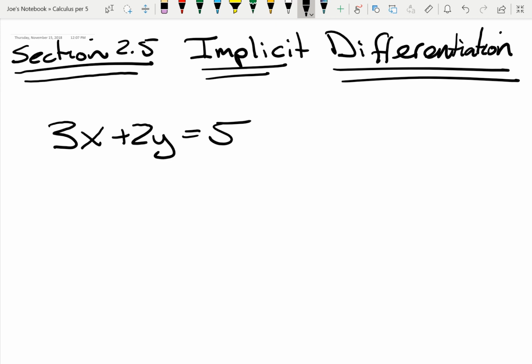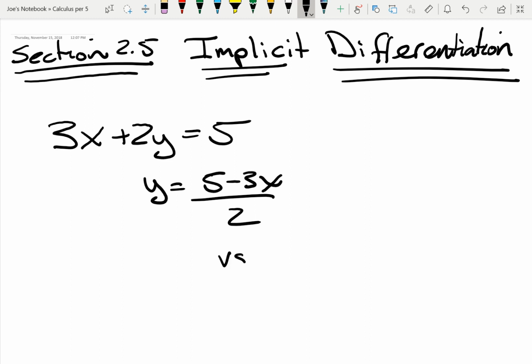I'll tell you when. So basically, I can solve this as a function of y with respect to x explicitly. It's easily done. Subtract over 3x, divide by 2. So y is equal to (5 minus 3x) over 2. It's explicitly defined in terms of x.